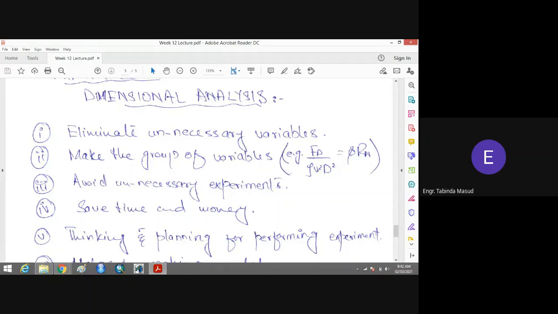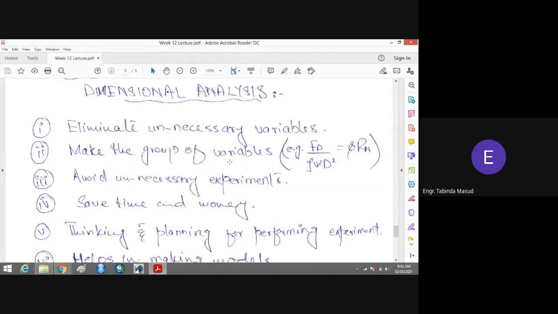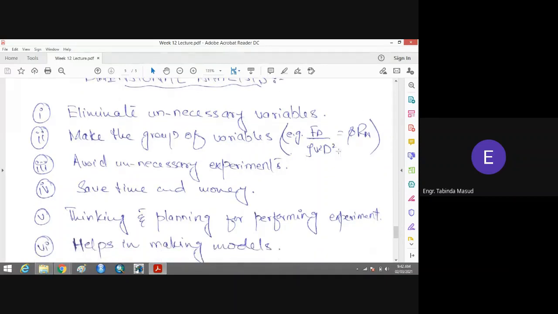Number two, it makes groups of variables, which show you that if both sides are dimensionless, it means that there is no problem in your analysis. Number three, it avoids unnecessary experiments. Yes, it avoids the unnecessary experiments. How does it avoid the unnecessary experiments? Okay, I'm going to tell you.